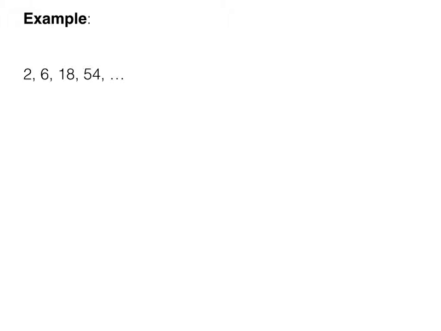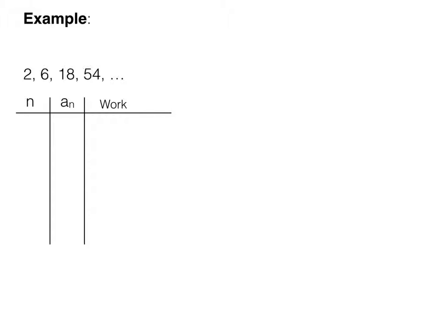Now let's talk about the direct rule. So, of course, we want to start with a table. We have n, we have a sub n, and then we're always going to show our work because that is where the formula or the rule or the equation comes from. So, the first term is 2, second term 6, third term 18, fourth term 54. That's all given. We know all that information.